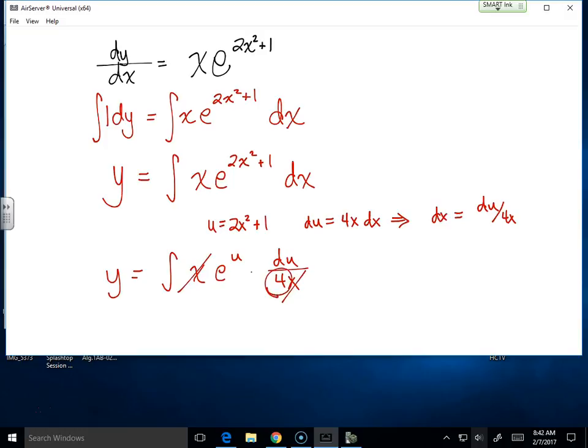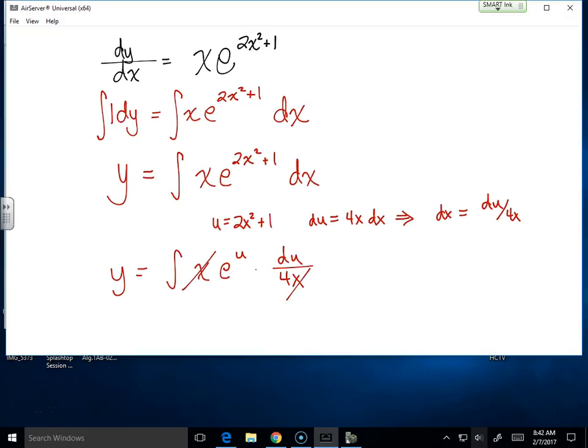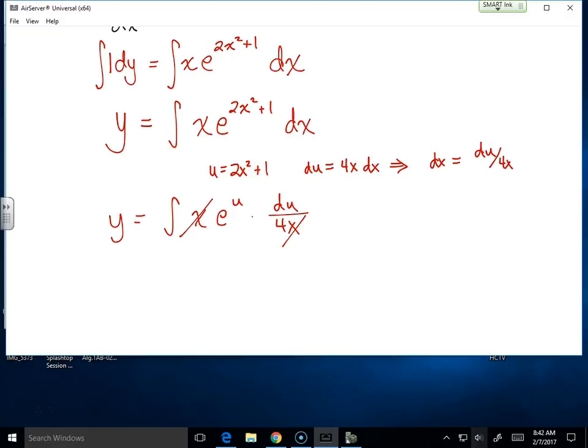What do we do with this random little constant that's chilling? Pull it out. Wait, how do I pull it out? Good. It's a 1 over 4, so I pull out a 1/4. How do I take the integral of e to the u du? That's messy. Oh, he's the easy guy. e to the u plus c.